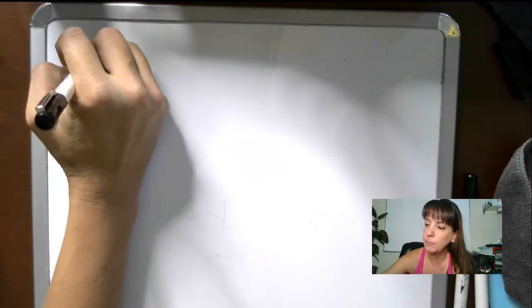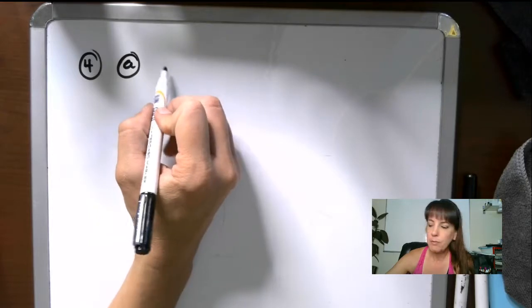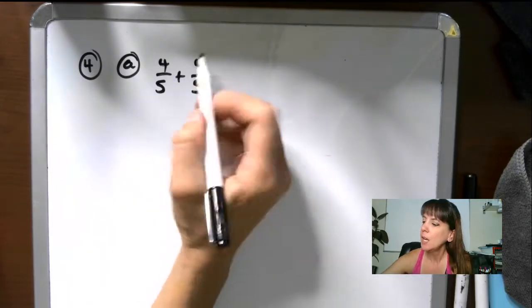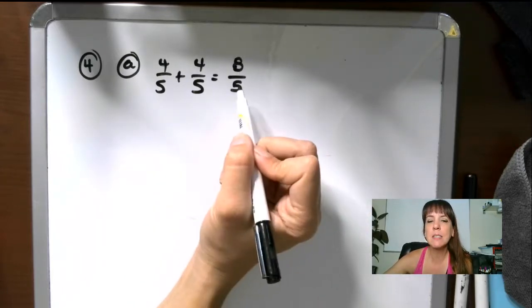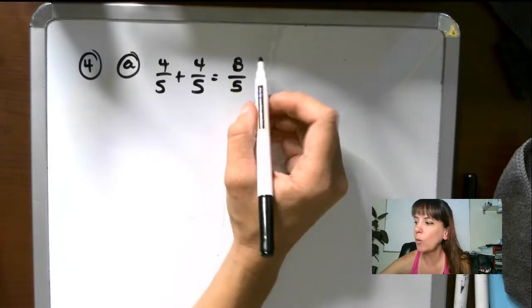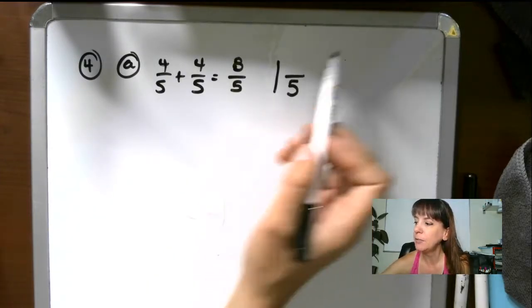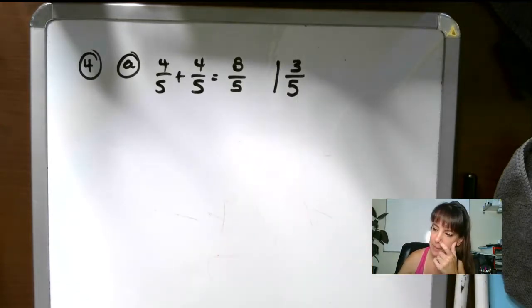So for example 4, for A, we have 4/5 plus 4 more fifths, right? If we get that, we get 8/5. How many times does 5 go into 8 without going over? 1 time with a remainder of 3, right? Because 8 minus 5 would be 3.